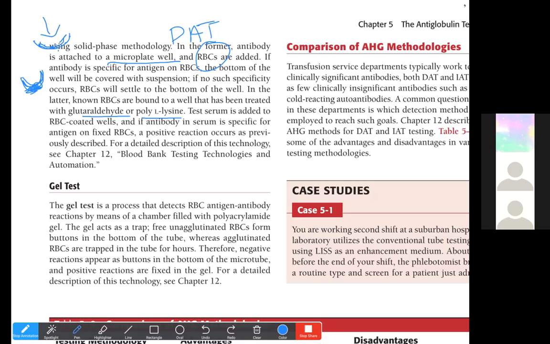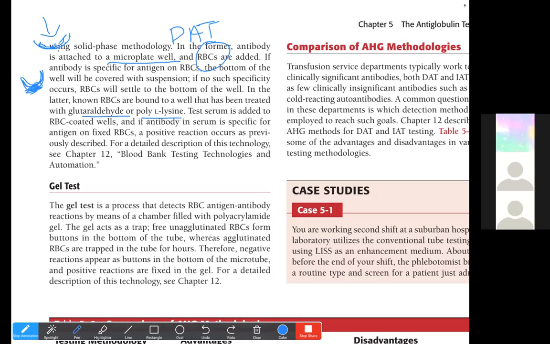So for a detailed description, of course, we will have to go to chapter number 12, which is for blood banking testing technologies. In this case, we have the direct antiglobulin, which will test the antibodies attached to the microplate well, and then the patient RBCs are added on top. If no such specificity occurs, RBCs will settle to the bottom of the well. In the latter, the RBCs are bound to a well that has been treated with glutaraldehyde or poly-L-lysine.